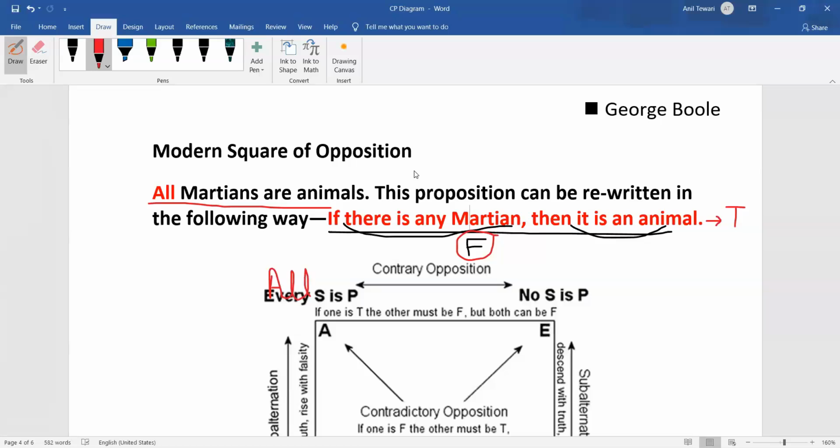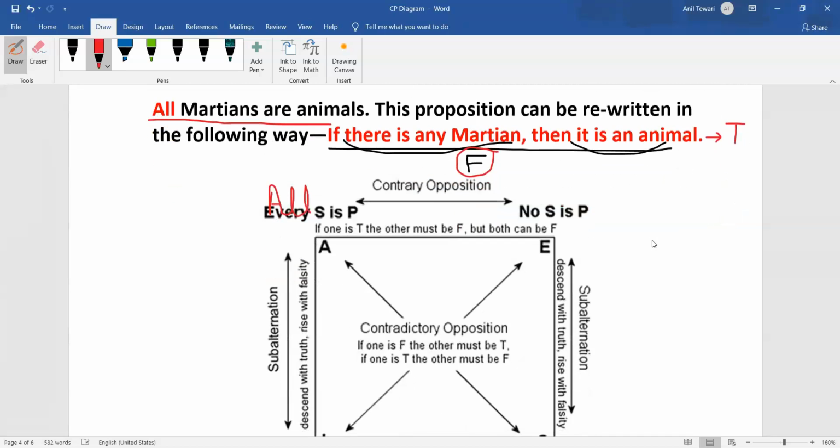So George Boole says that all cats are animals can be rewritten as: if it is a cat, then it is an animal, and this way we can decide the truth value of the proposition, right? But only when the question comes that the antecedent is false, then we don't require what is there in the consequent. So we can write a conditional statement and reformulate the A proposition in these terms. Similarly, we can reformulate the E proposition in these terms, and then we can decide the truth value.